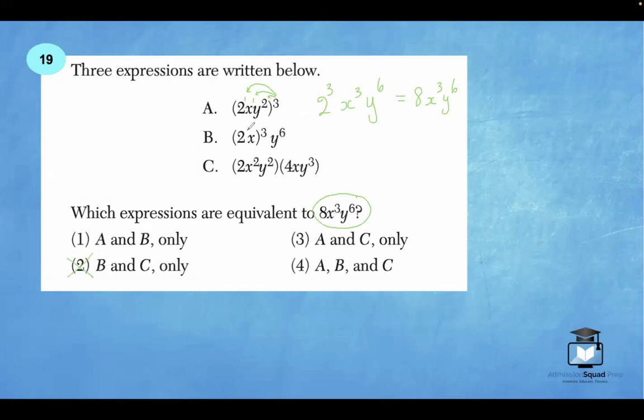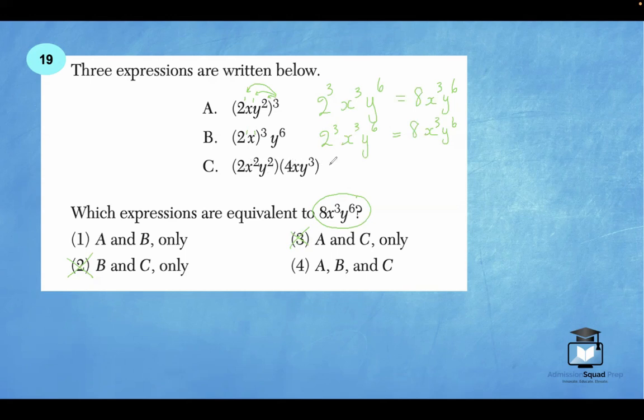For this one, you're going to do the same thing. We're going to have 2 to the 3rd power, x to the 3rd power, times y to the 6th power. We also end up with 8x cubed y to the 6th power. So that is B. B is definitely going to be correct. So I'm going to get rid of answer choice 3, because so far we know A and B are both definitely correct. Now, this last option here is just asking us to multiply.